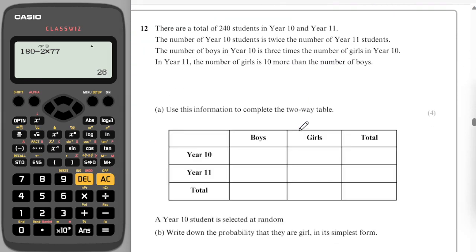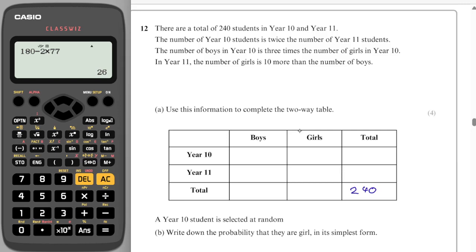Okay, question 12. There are a total of 240 students in Year 10 and Year 11. The number of Year 10 students is twice the number of Year 11 students. The number of boys in Year 10 is 3 times the number of girls in Year 10, and in Year 11, the number of girls is 10 more than the number of boys. Okay, so let's start putting some of this information in.